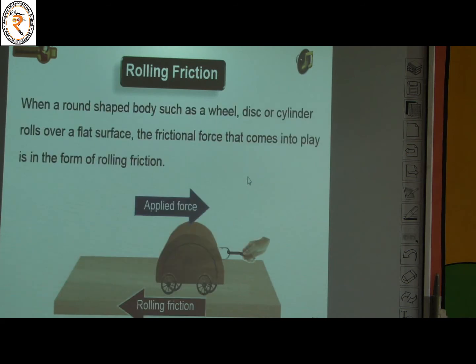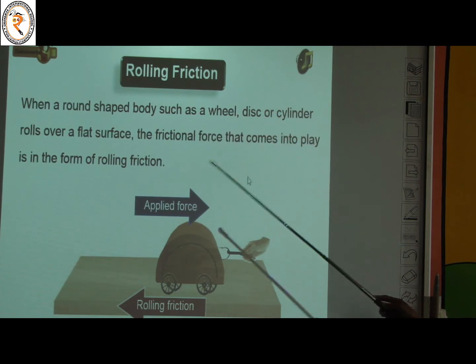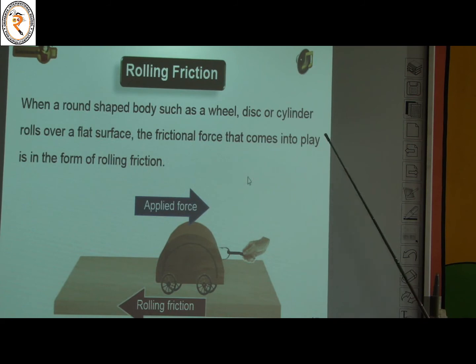rolling friction. It is a type of kinetic friction. When a round-shaped body such as a wheel, disc or cylinder rolls over a flat surface, the frictional force that comes into play is in the form of rolling friction. This is an example of rolling friction.